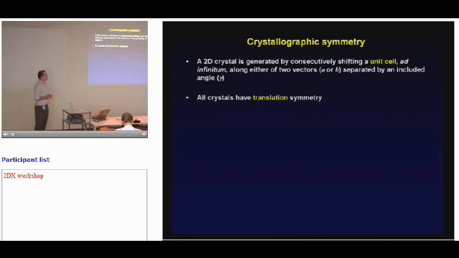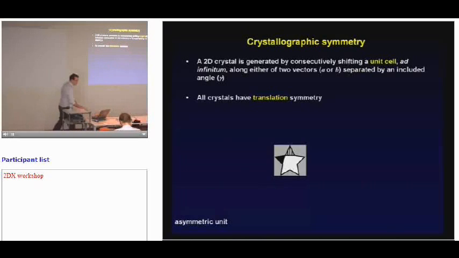So in terms of crystallographic symmetry, we can think of a crystal, and particularly a 2D crystal, as something that is generated by taking a minimum repeating unit. This repeating unit is called a unit cell, and basically consecutively shifting this ad infinitum along either of 2 vectors. This is the theoretical crystal. So in theory, a theoretical crystal has no boundaries. In practice, it usually does, and it has a finite size. But in theory, this pattern is repeated to infinity along 2 crystal vectors, A or B, and these vectors are defined by an angle which is included between them of gamma. And so for this reason, all crystals have at the very first point translation symmetry.